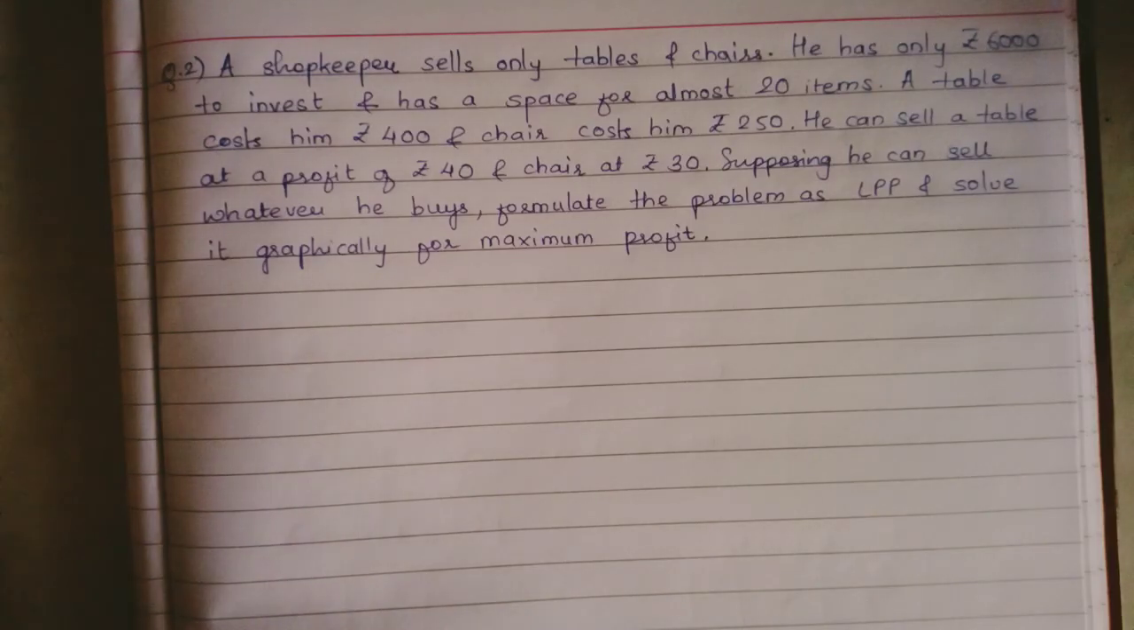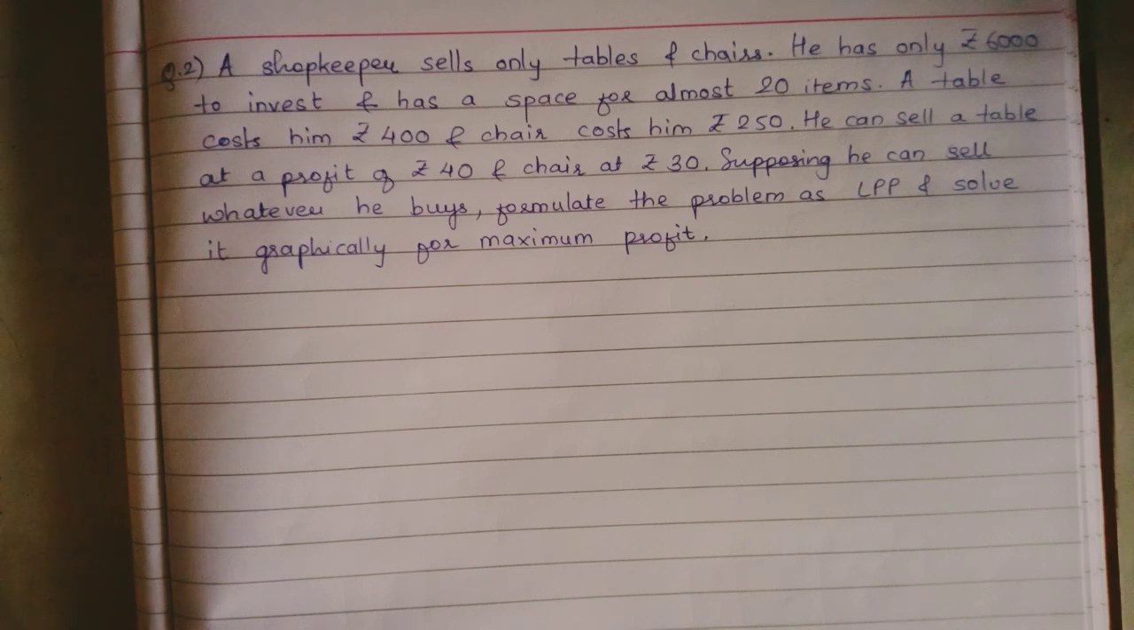So this is another question. A shopkeeper sells only tables and chairs. He has only rupees 6000 to invest and has a space for almost 20 items. A table costs him rupees 400 and a chair costs him rupees 250. He can sell a table at a profit of rupees 40 and a chair at rupees 30. Supposing he can sell whatever he buys, formulate the problem as LPP and solve it graphically for maximum profit.